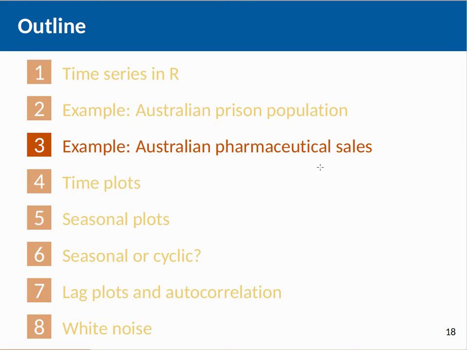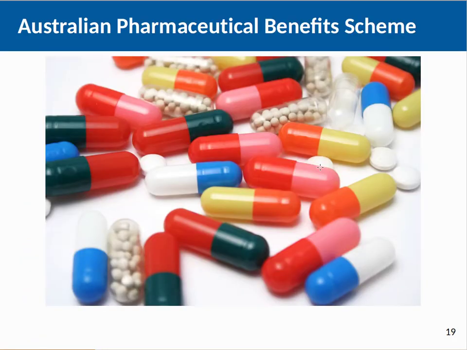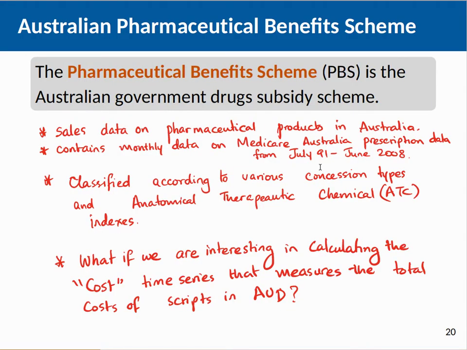Okay, so let's take a look at an example of the Australian pharmaceutical sales. There is a benefit scheme in Australia that is issued by the government. It's a subsidy scheme for some drugs in Australia. So this data set has sales data on those products. And this data is also monthly. It goes from July 91 to 2008.